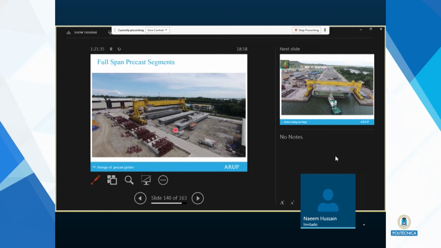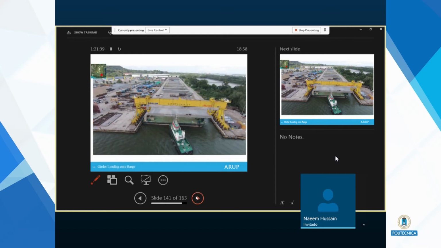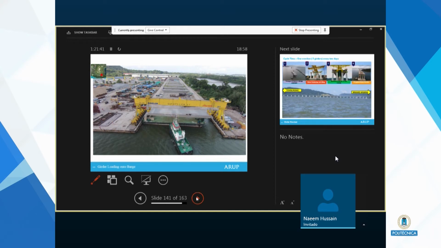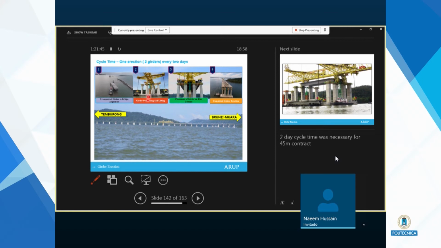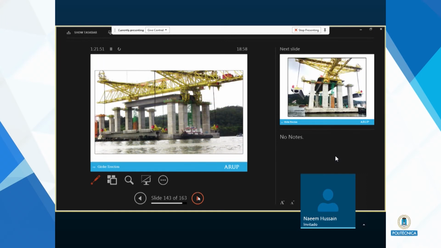So these are whole spans of 50 meters. They were then taken out by barge to the site location and then erected into place. And this is again what I say is a world first. This is the first time in the world that two full span girders are erected simultaneously.